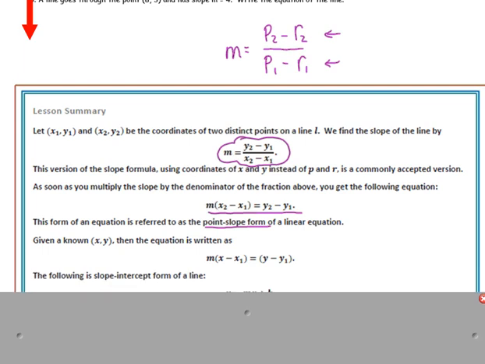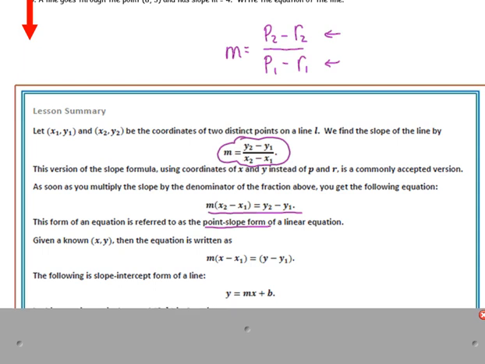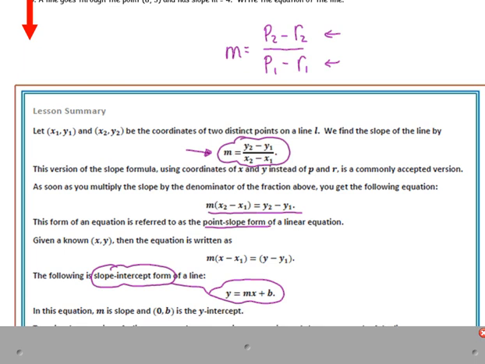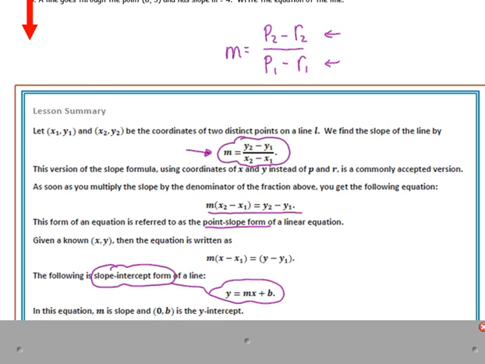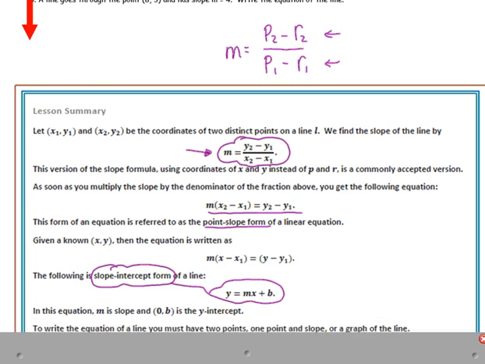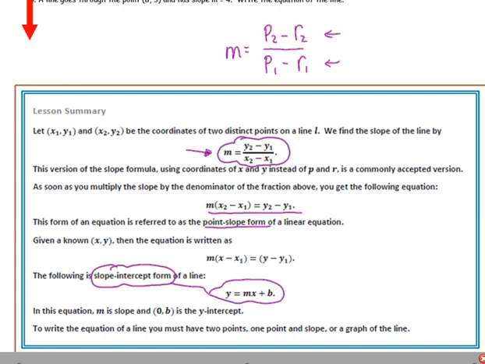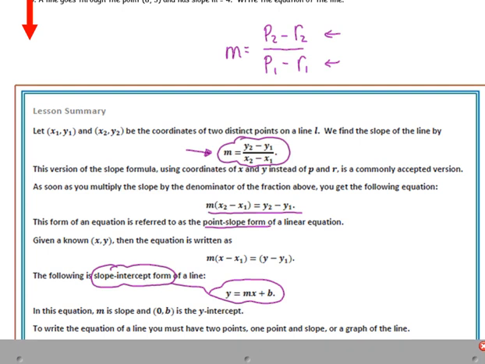The following is the slope-intercept form of a line. Y equals mx plus b. You will want to memorize this. You will also want to make sure that you memorize how to find the slope given two ordered pairs. In this equation, m is the slope, and the ordered pair (0, b), the value of b, is the y-intercept. To write an equation of a line, you must have 2 points, or 1 point and a slope, or a graph of a line. This concludes Lesson 21.